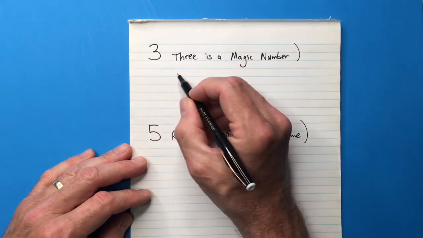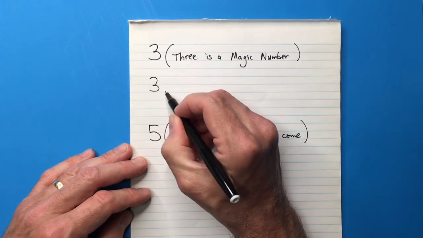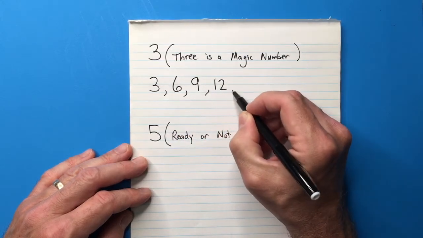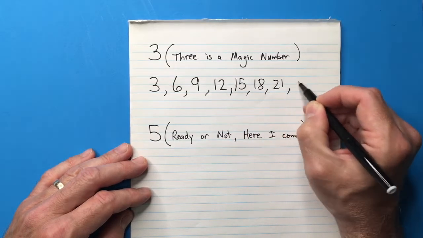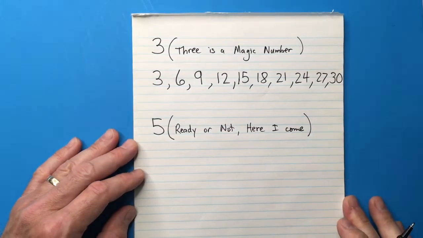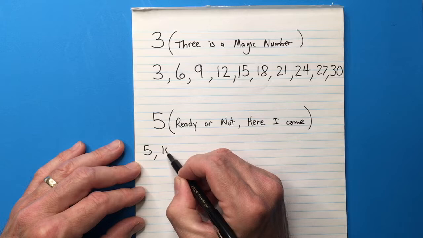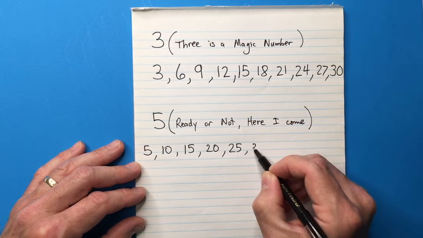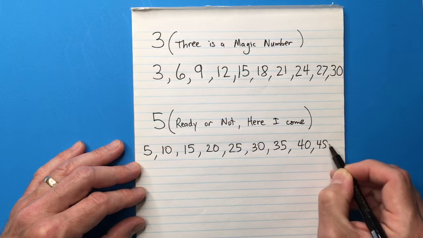For counting by 3s, in the video 3 is a Magic Number, they group them together into groups of 3. So they say 3, 6, 9, and then 12, 15, 18, and then 21, 24, 27, 30 is the last one. And then counting by 5s in Ready or Not, Here I Come: 5, 10, 15, 20, 25, 30, 35, 40, 45, 50.